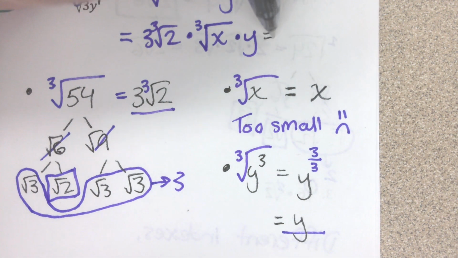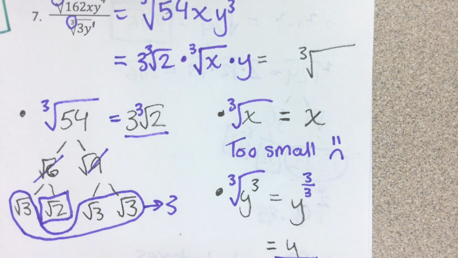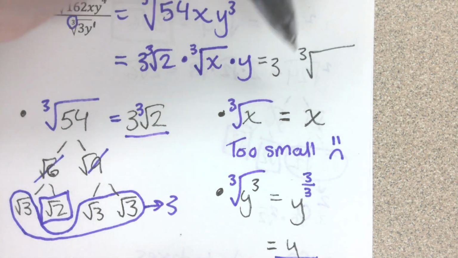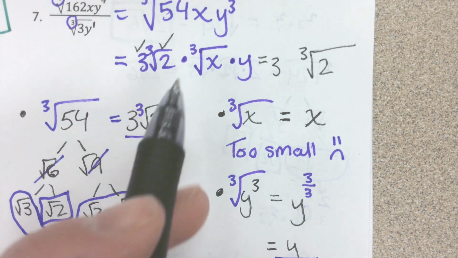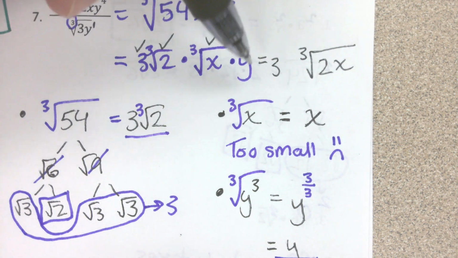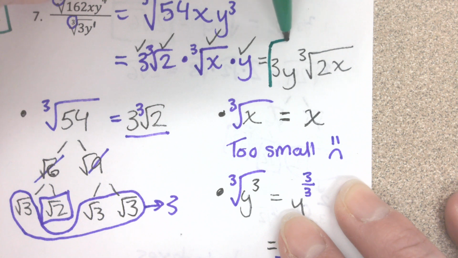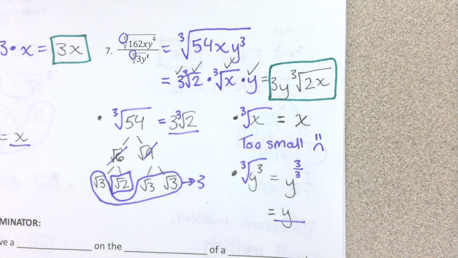And we just need to put it all together. Set up a cube root in the back. We'll start with the numbers. 3 cube root of 2. 3 goes on the outside. 2 goes on the inside. Next, we have the x. There's only 1, and it's inside the cube root. And then the y's. There's only 1, and it's outside the cube root. Everything has been accounted for. This is our answer. Questions on number 7.